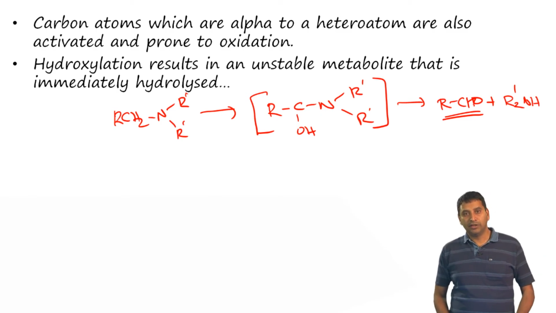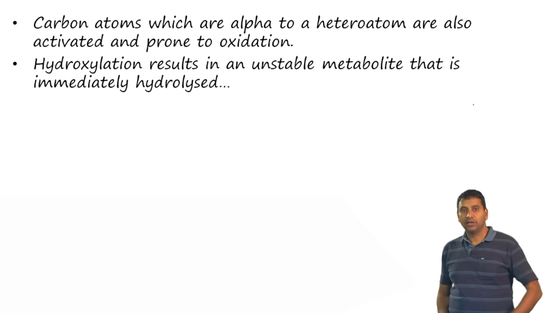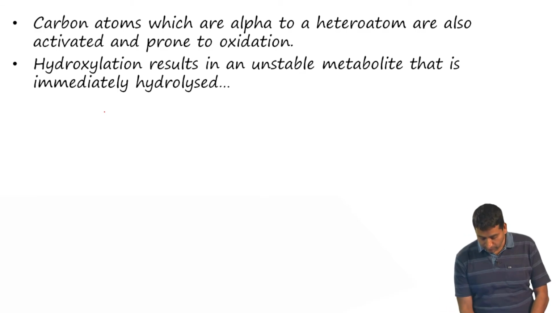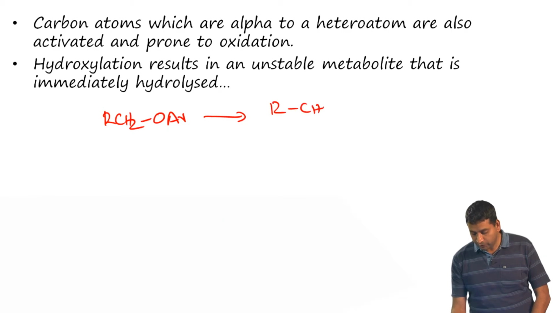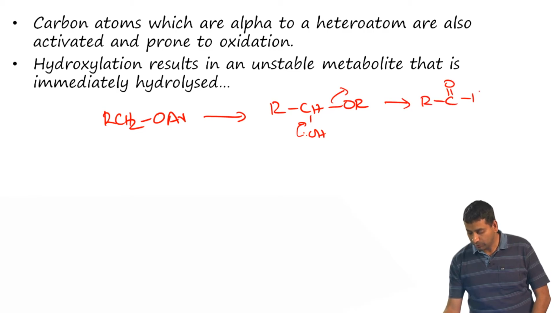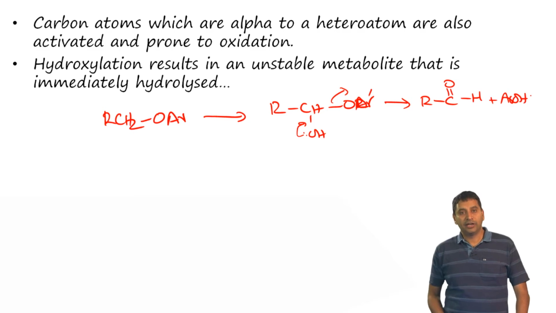Now, you can actually extrapolate this to other heteroatoms as well, and you can look at, for example, an ether. So, you have R CH2 O Ar, which can undergo oxidation to give you R CH OH OAr, and now this is quite unstable. You can push electrons, kick out the alkoxide, and you will form R C double bond O H, plus Ar OH. So, we have looked at Ar here, we will stick to the same convention. Okay. So, these are again possible.